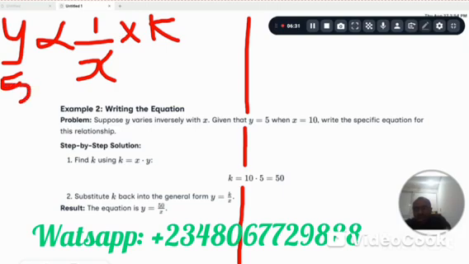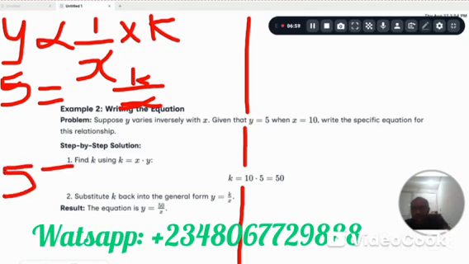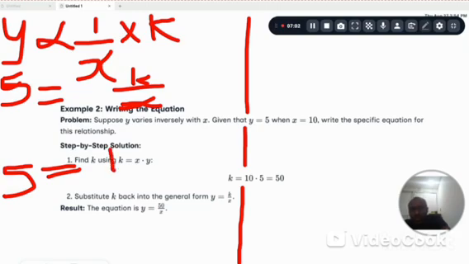Y is 5. I will change the sign to equals to. But before I do this, don't forget k multiplied by 1 is k over x now. So 1 times k is k. So let me just write this one as k over x. So I can take the next line. So 5 equals to k all over, what is our x? Our x is 10.